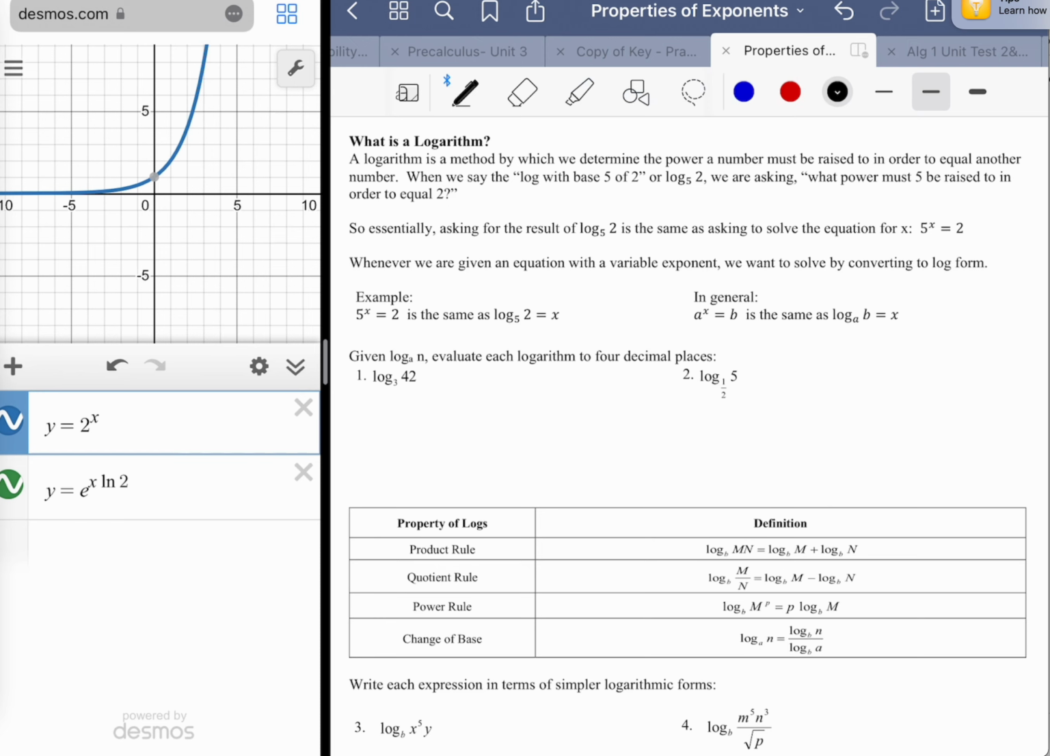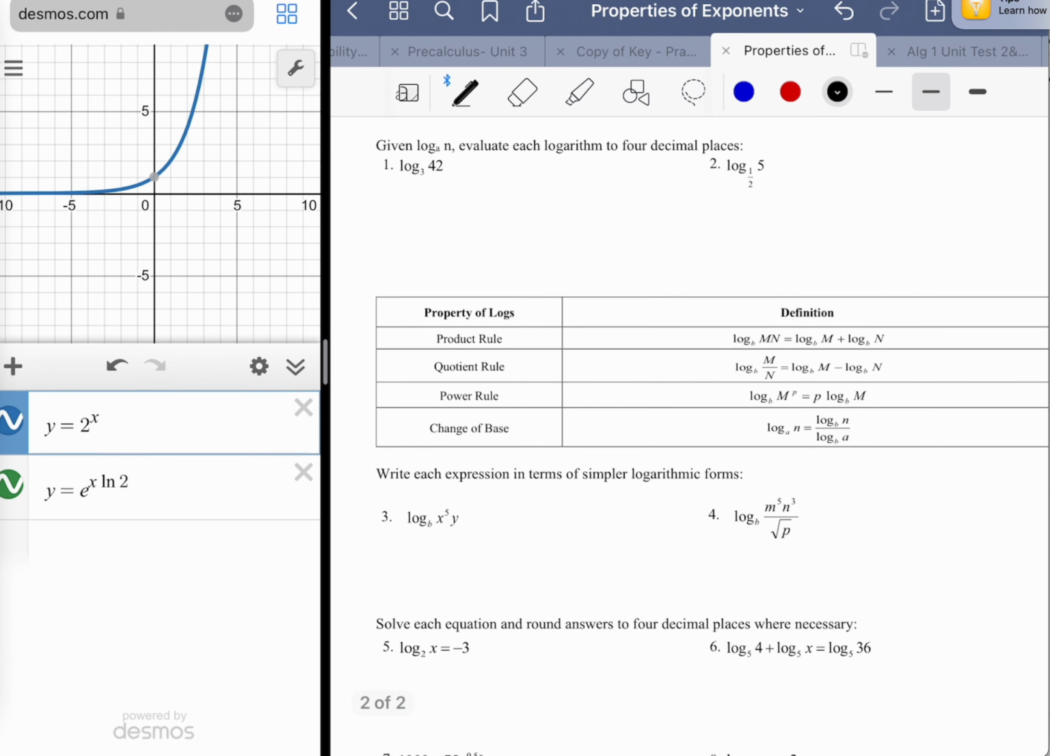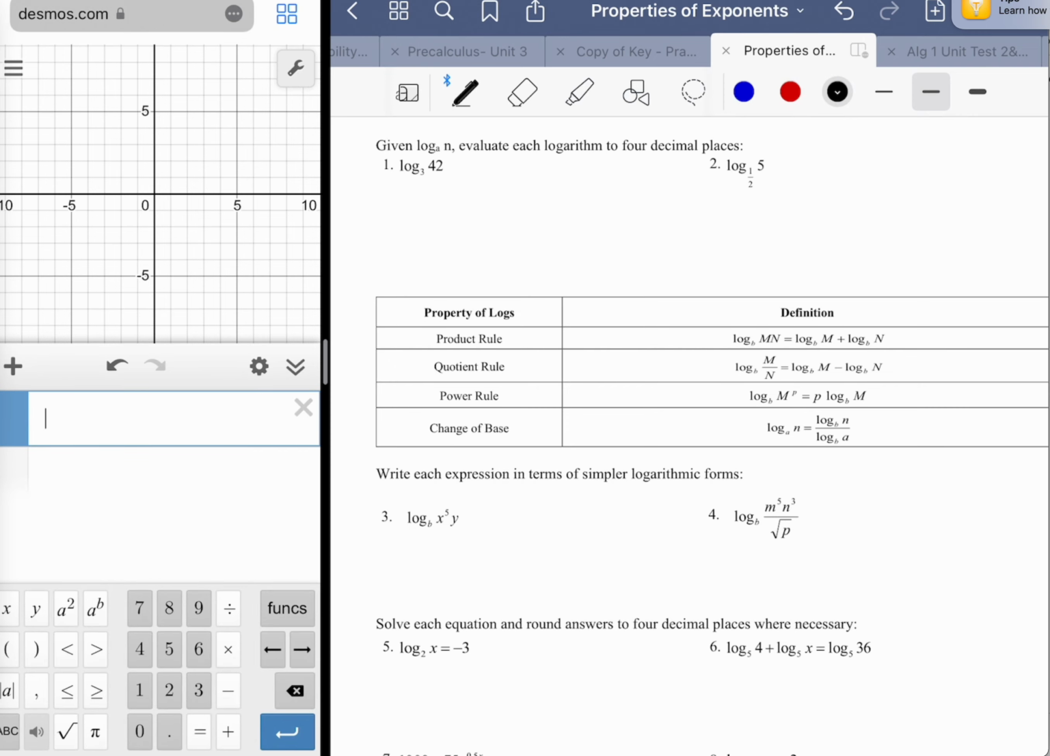So, computing logs is not difficult, but getting a log equation or expression into a form where it is easily computable, that's really where we're going to take this. Because for example, the first and second ones just get popped right in. 3 raised to what power is equal to 42? That's just saying the log with a base of 3 of 42.